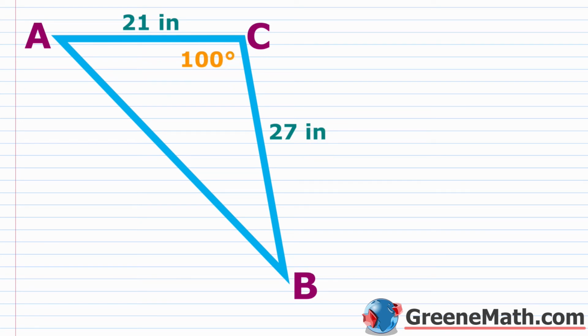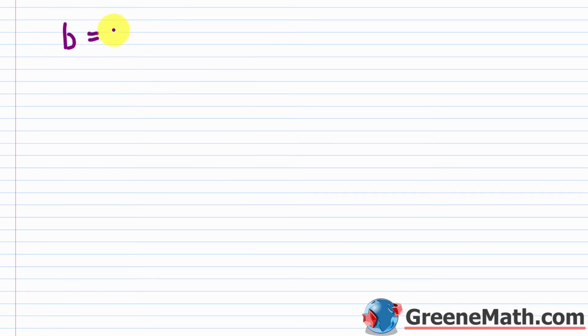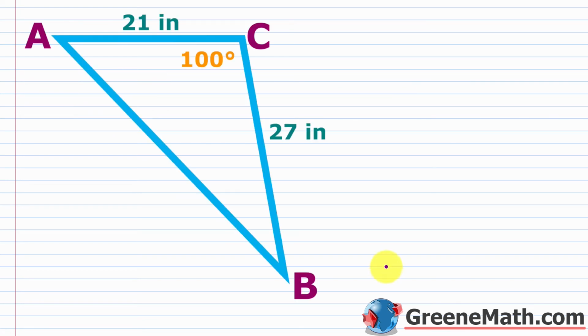So let's go ahead and write this down. We had B equal to 21 inches, A equal to 27 inches, and then angle C was 100 degrees. With this one, what you're trying to do in this particular case is figure out the missing side. So what is this C over here? What does it equal?